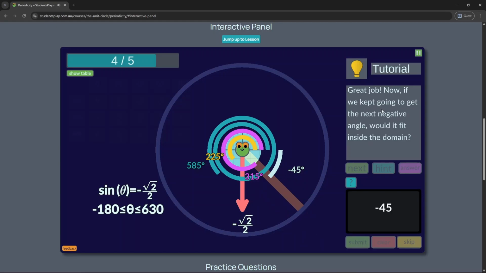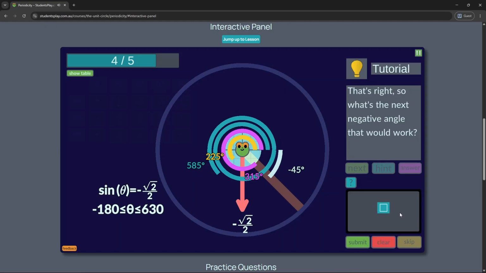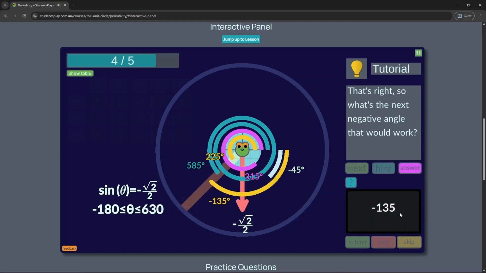Great job. Now, if we kept going to get the next negative angle, would it fit inside the domain? I think so. Go around to here, it's like 180 minus 45. We can already tell it's going to be less than 180, so yeah. And then it would be 135. Don't forget the negative. Perfect.